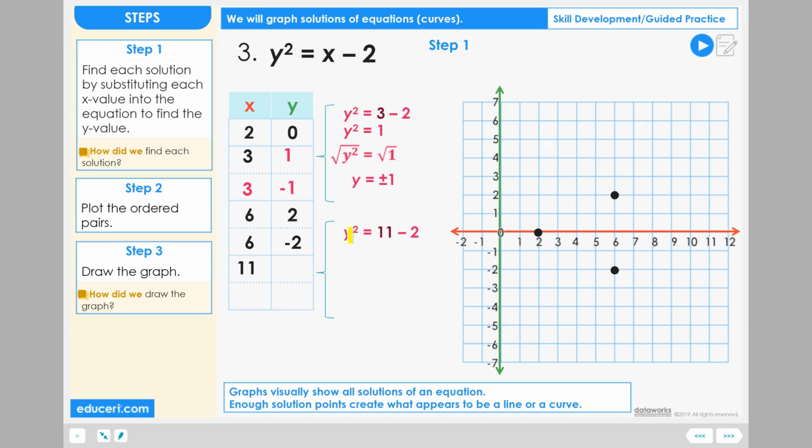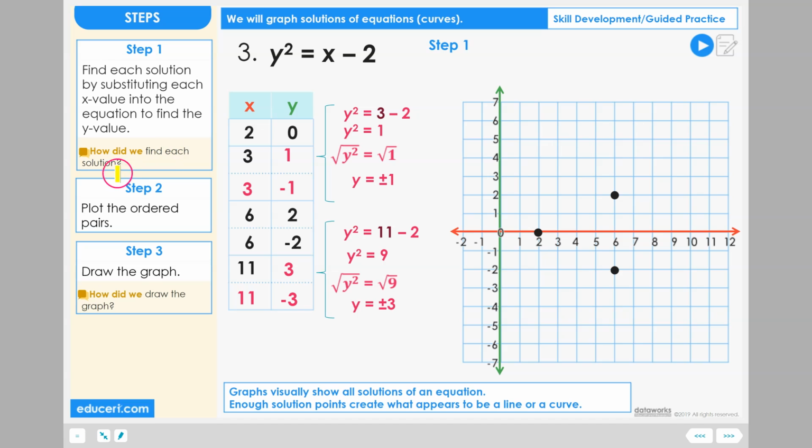Rewriting the equation, replacing x with 11, we get y squared equals 11 minus 2. So y squared equals 9. We square root both sides, giving us y is equal to plus and minus the square root of 9, which equals 3. So 11 and positive 3, and 11 and negative 3. We have now found 4 more solution points that we can include in our graph to help us get a better picture of how this equation's graph is going to curve.